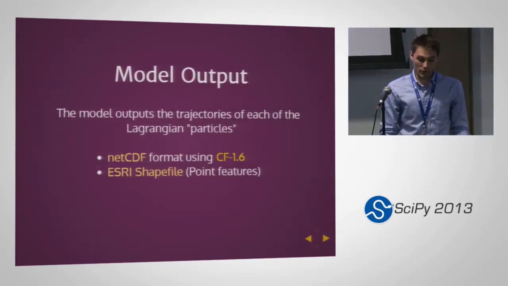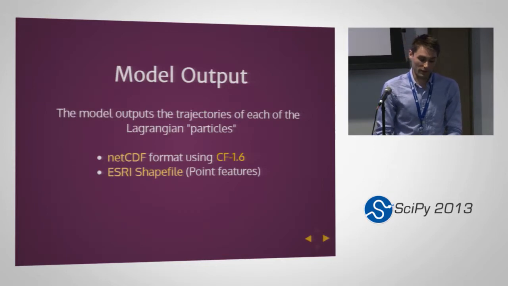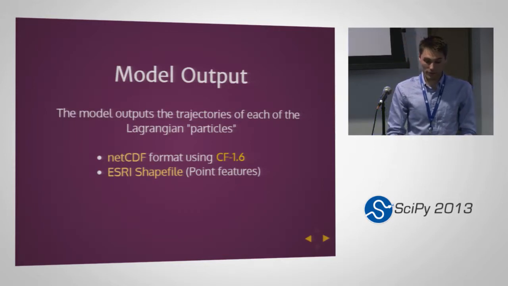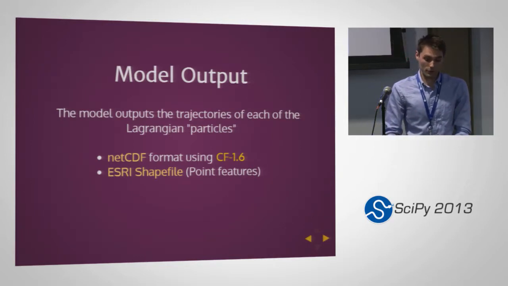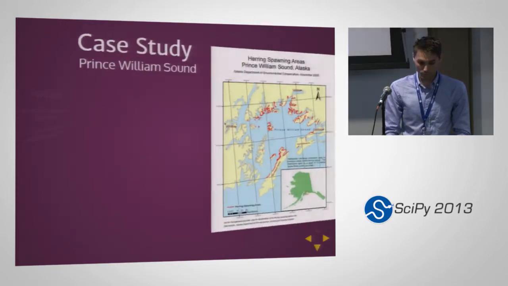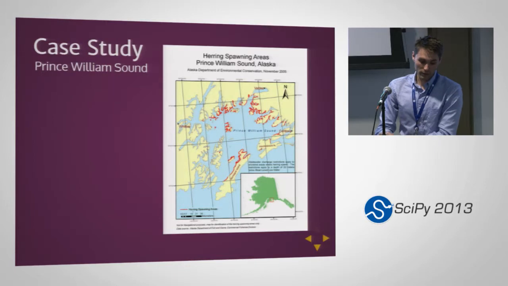The model outputs trajectories of each of the Lagrangian particles, each individual larva that we're modeling, as NetCDF using the CF 1.6 discrete sampling geometry conventions, and also as a shapefile of point features. I'm just going to show you. Now is the GIS portion.